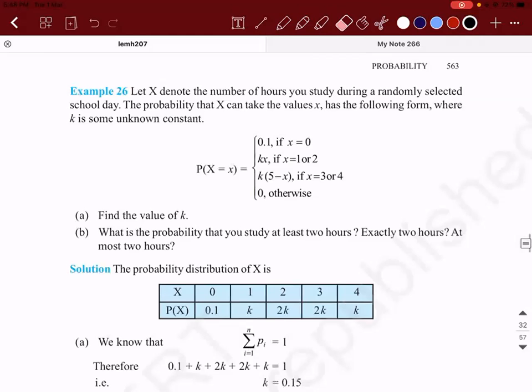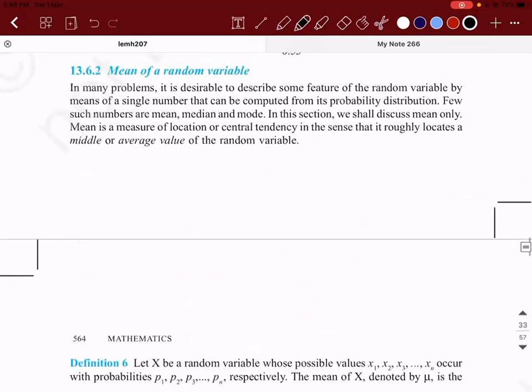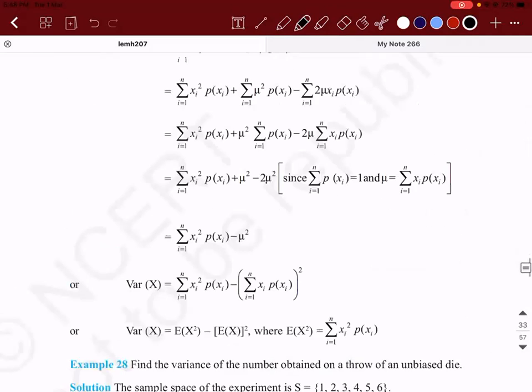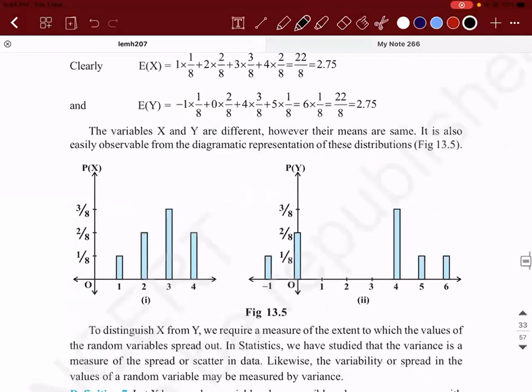Let's do this problem because it is something related to functions. After this, I'll go to the mean of random variable. Then I'll go to the variance. And with that, we'll be done.